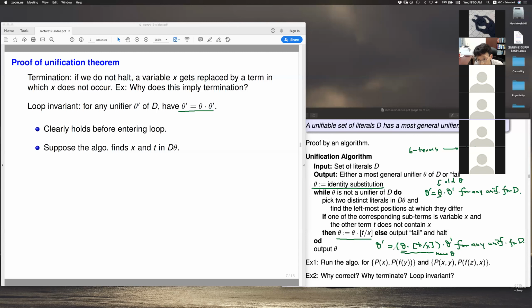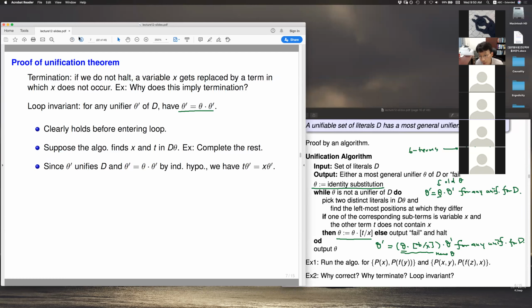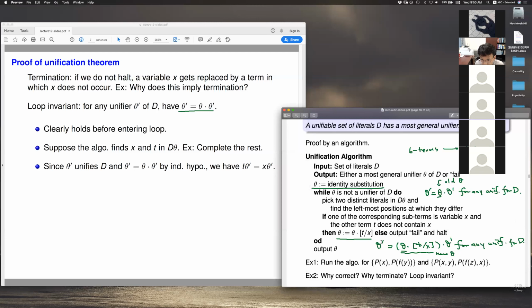So when we come back, our new theta is of this form, when we use the old theta. It is always this form. And then we have to show that this relationship is true. Now here's an argument why that is the case. To show this, let's pick a unifier theta prime. Let's pick any unifier theta prime for D.